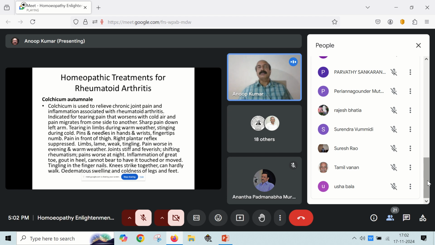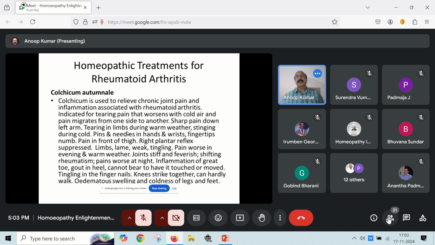Then limbs will be lame, weak and tingling, pain worse in the evening and warm weather, joint stiffness and feverish, shifting rheumatism, pain worse at night, inflammation of the great toe, gout in the heel, cannot bear to be touched or moved, tingling in the fingernails, knees strike together and can hardly walk. Rheumatism, swelling and coldness of the legs and feet. So this is used for advanced rheumatic arthritis patients. They have a lot of deformities and all those symptoms we explained now: numbness and pins and needles and knees knocking, and all these things together.